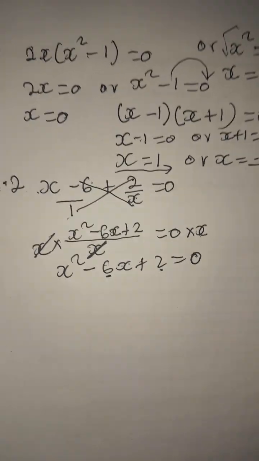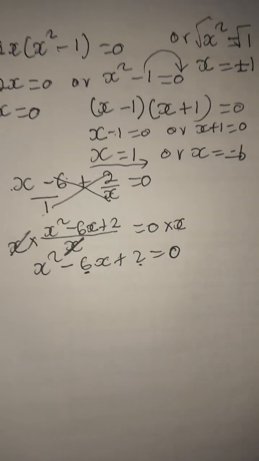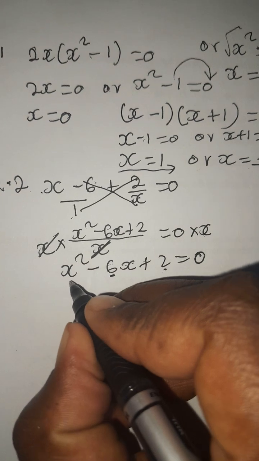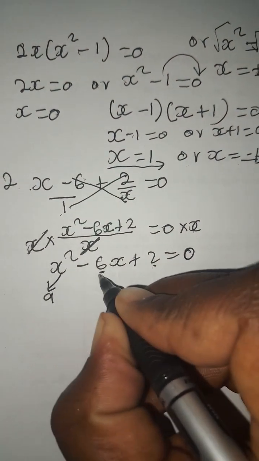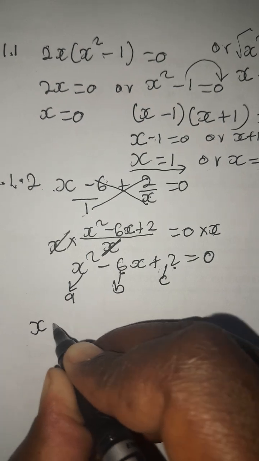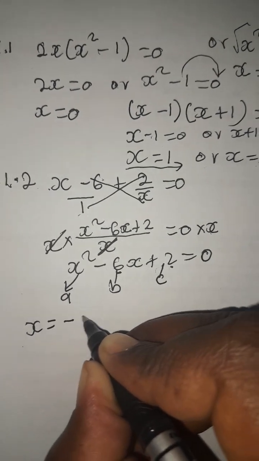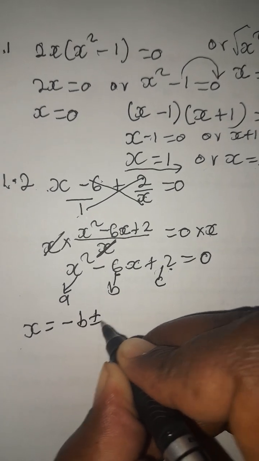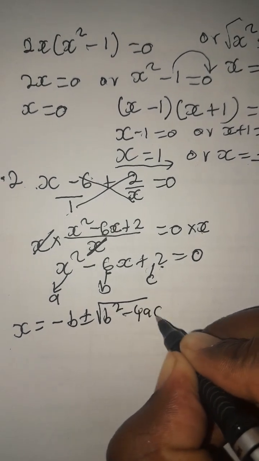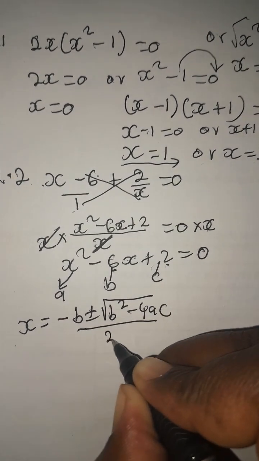Remember they said correct to 2 decimal places. It's either we complete the square or we use the quadratic formula. But the easiest way is to work it out using the quadratic formula. We'll name this A, this B, and this C. So the quadratic formula is x equals negative b plus or minus the square root of b squared minus 4ac, divided by 2a.